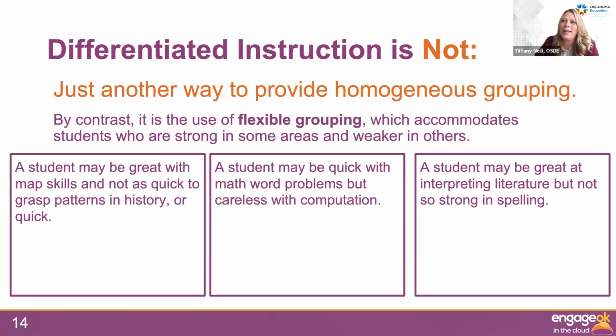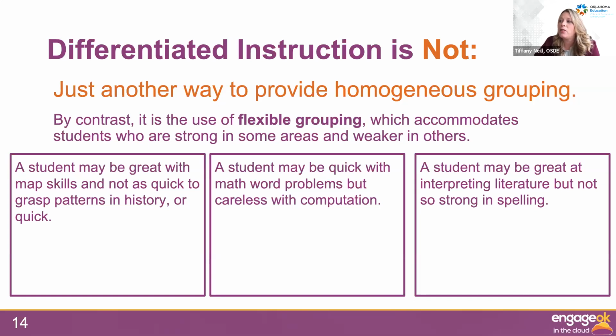It's also not just another way to provide homogeneous grouping. Differentiated instruction is about using flexible grouping, which accommodates students who are strong in some areas and weaker in others. As an example, we might find that a student is great with math skills and not as quick to grasp patterns in history.